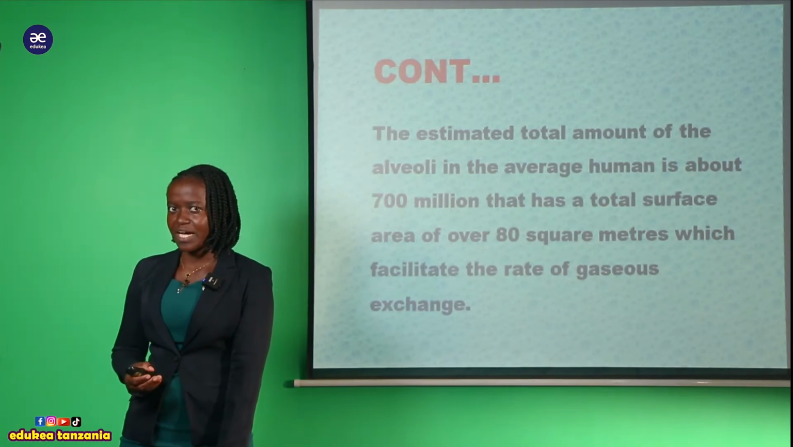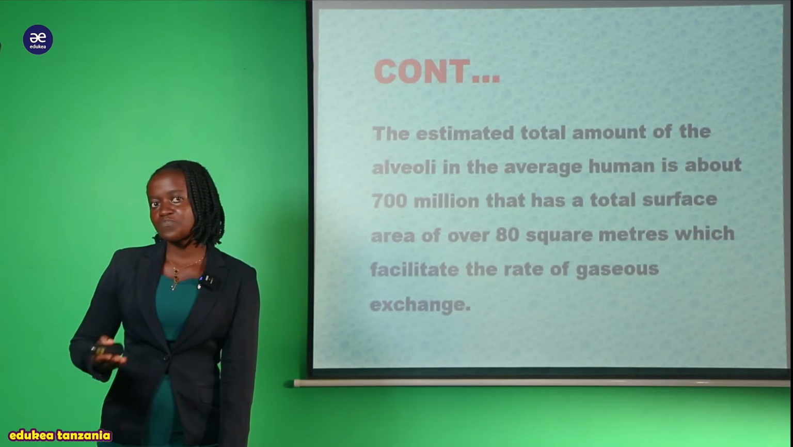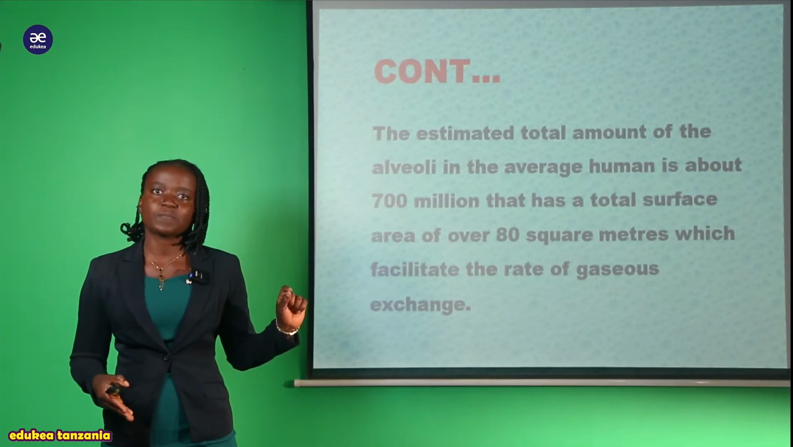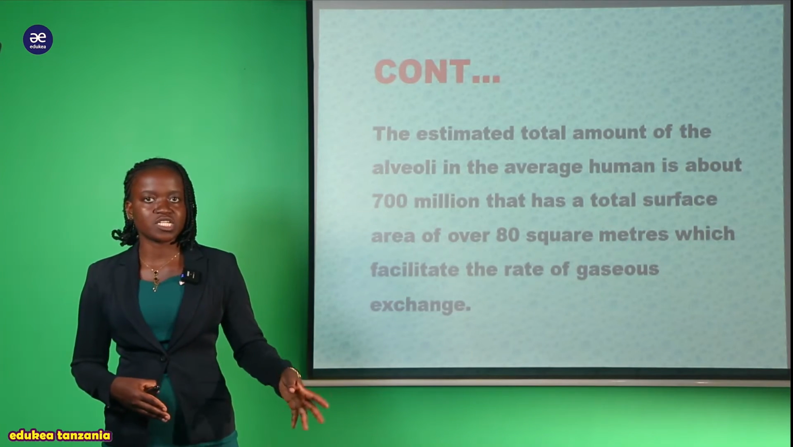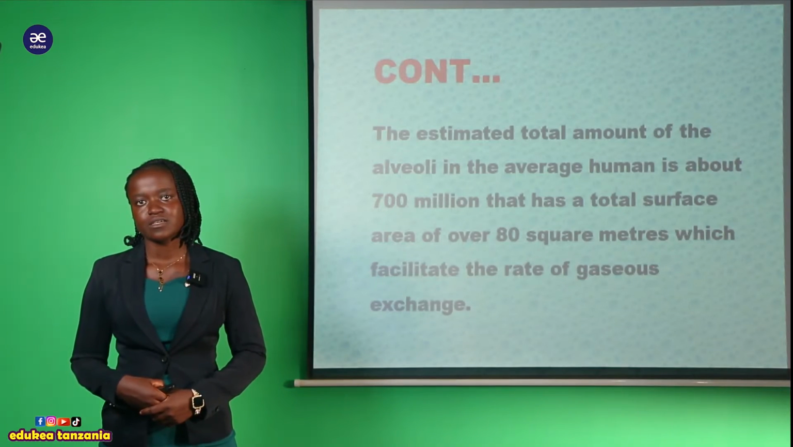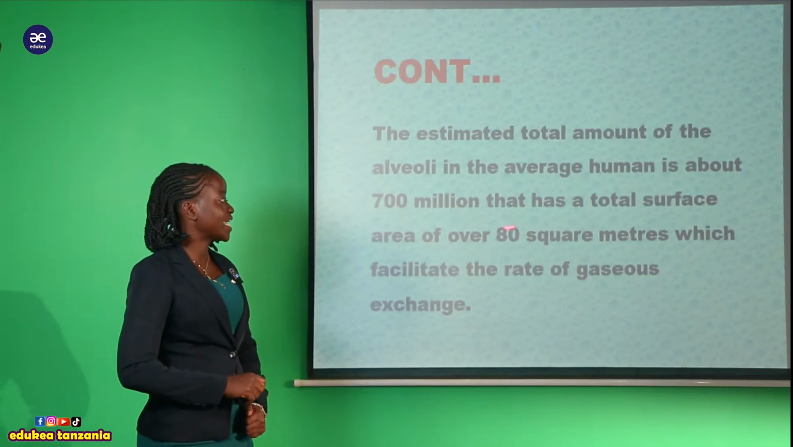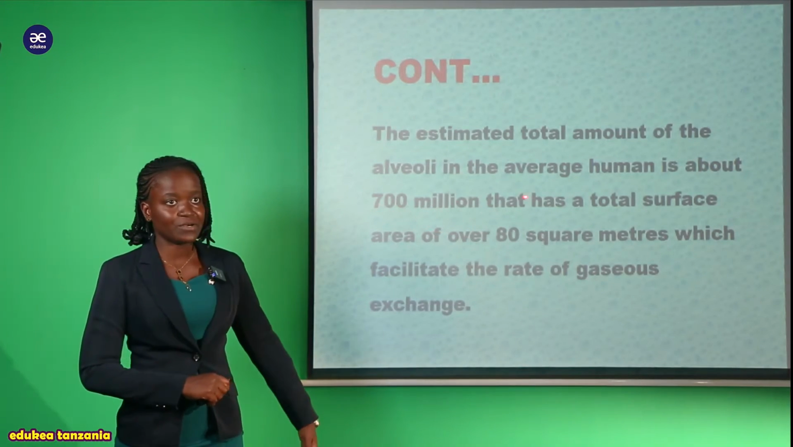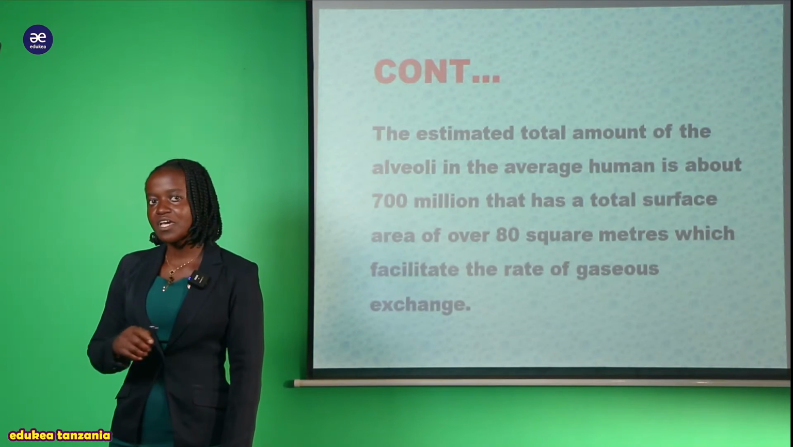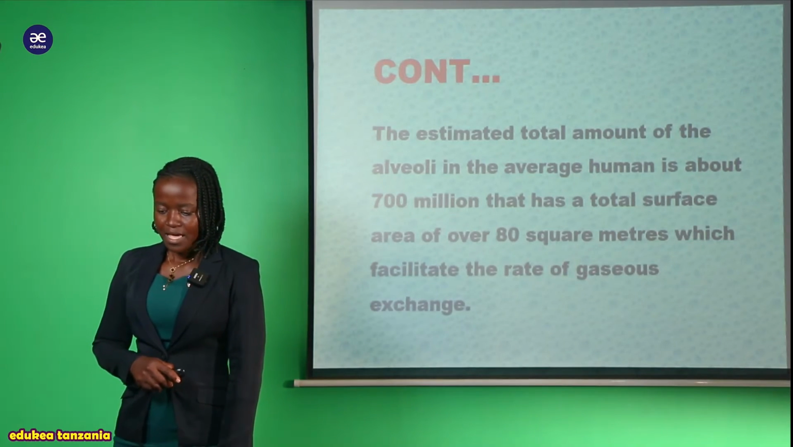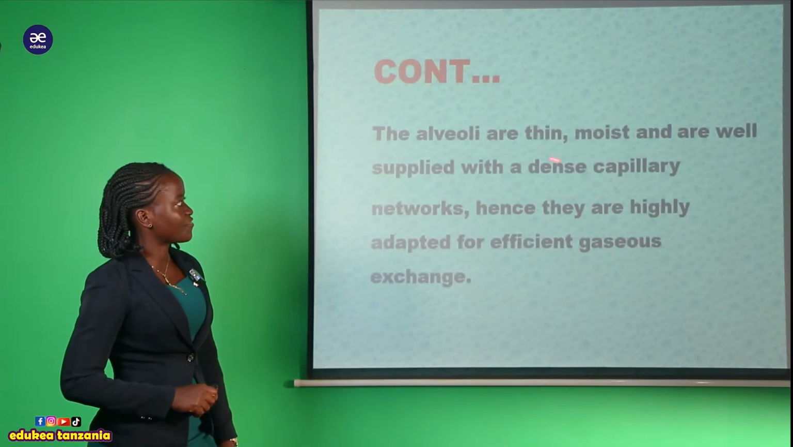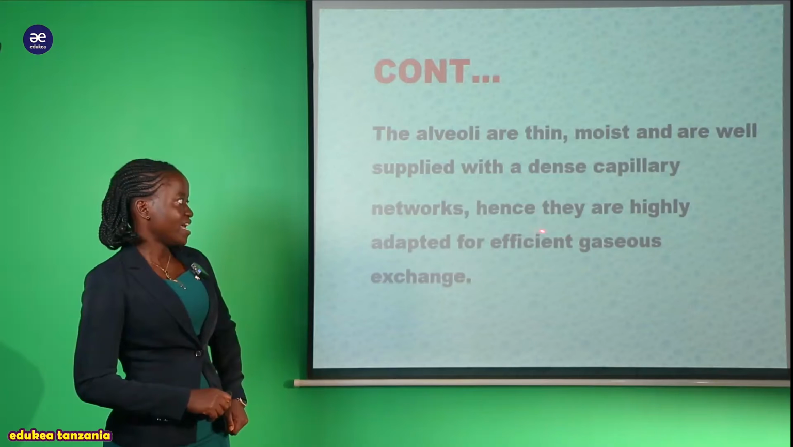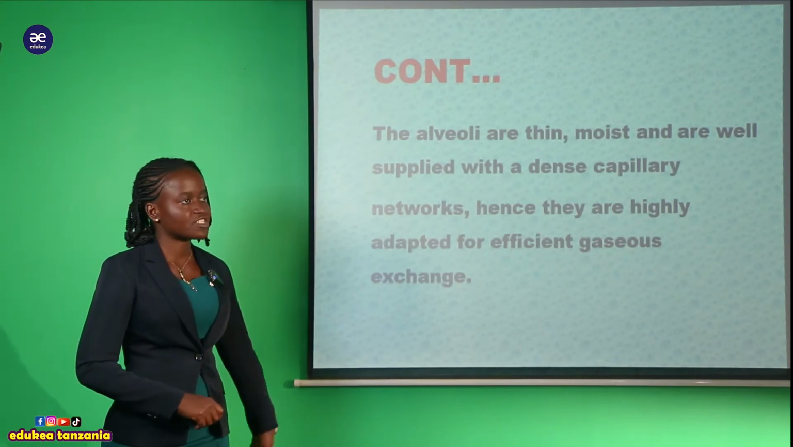So now, student, you can even see this part which is called the alveoli. It has a large surface area compared to the rest of the parts which are involved in gaseous exchange in the lungs. So now you can see it has about 80 square meters, but they are found about 700 million within the lungs. And also these alveoli are thin, moist, and are well supplied with a dense capillary network. Hence, they are highly adapted to efficient gaseous exchange.